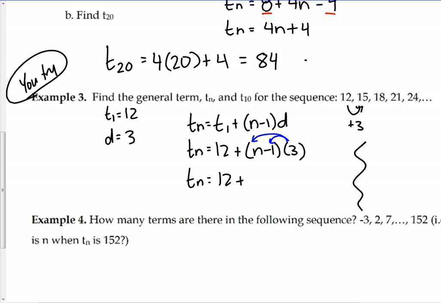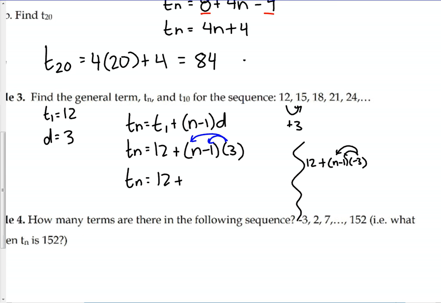So, a side note: if I had, say, n minus 1 times negative 3, when I bring in the negative 3, it becomes minus 3n plus 3. Right? Negative 3 times n, and negative 3 times negative 1 is plus 3. That's not this example, I'm just saying as a side note. Be careful if your common difference is negative. In this case, it's not, so we're okay, and you're less likely to make a mistake.